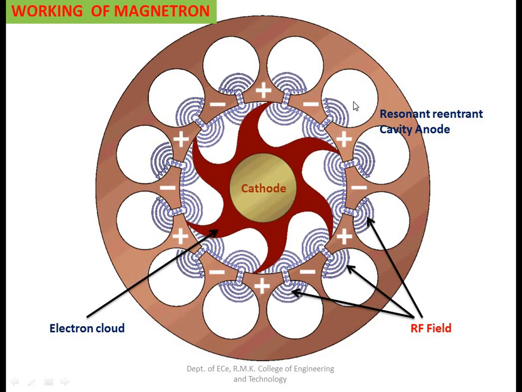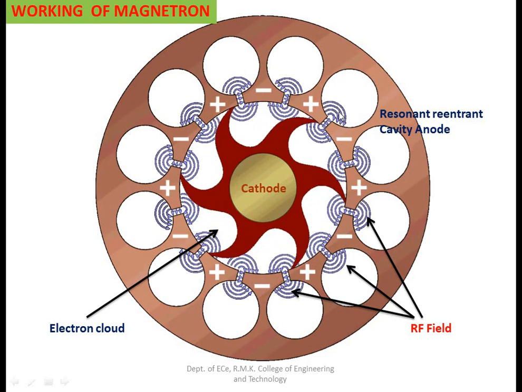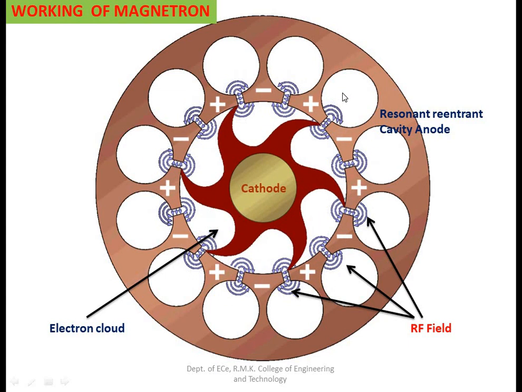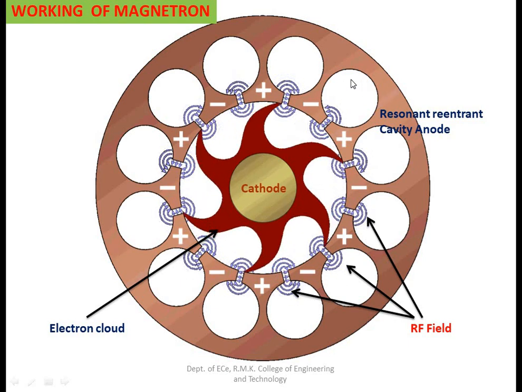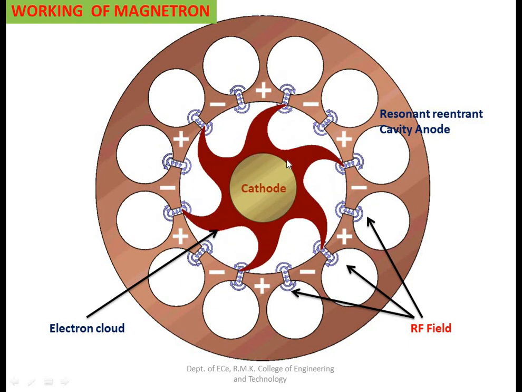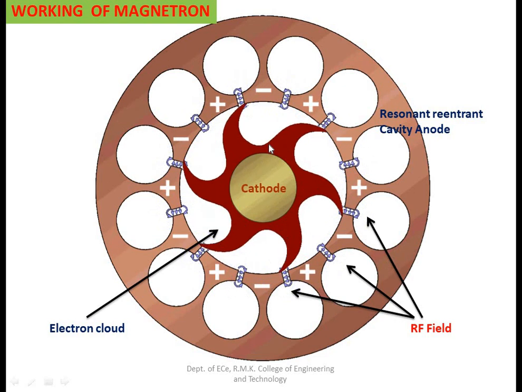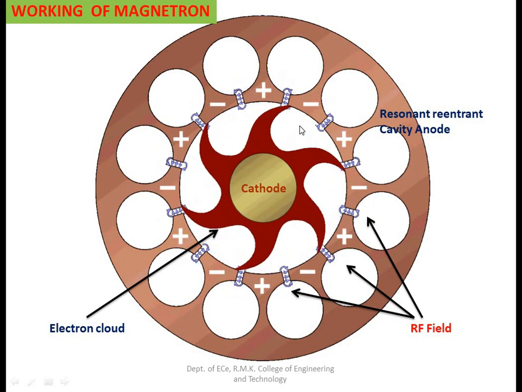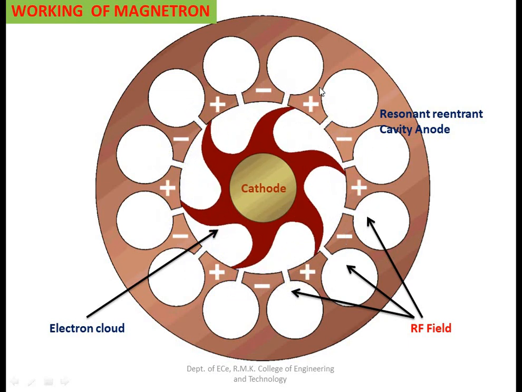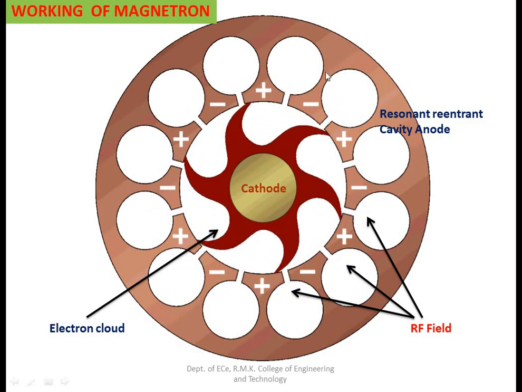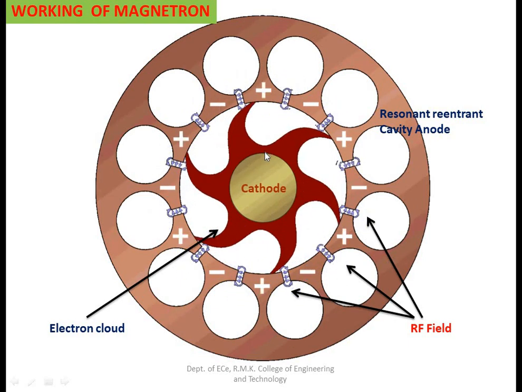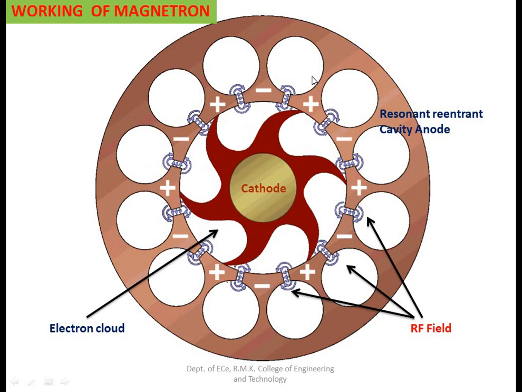While applying the positive and negative DC supply, the resonant structure acts as a resonator and starts generating an RF signal. That RF signal interacts with the electrons. Electrons are generated near the cathode and start moving outward because they are attracted towards the positive supply. So this is the cathode and this is the anode. The anode is connected with the positive supply, and the generated electrons are attracted towards the anode cavities.